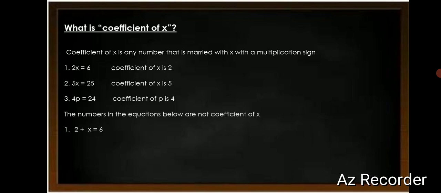So the first one now is 2 plus x equals 6. 2 is not the coefficient of x because it is married or related to x with an addition sign, not a multiplication sign. The same thing applies to the second example where we have 5 minus x equals 25. 5 is not the coefficient of x. And the same thing applies to p plus 4 equals 24. 4 is not the coefficient of p.